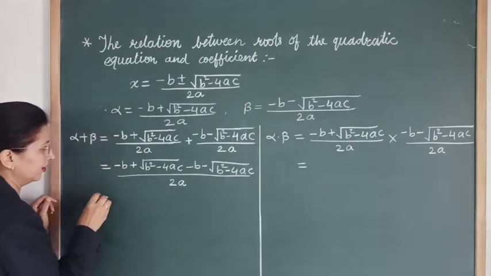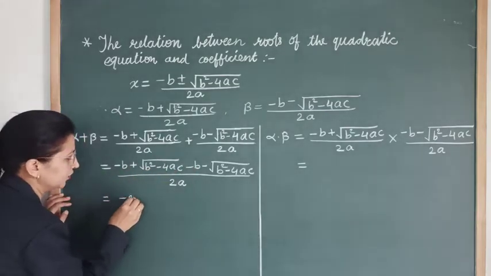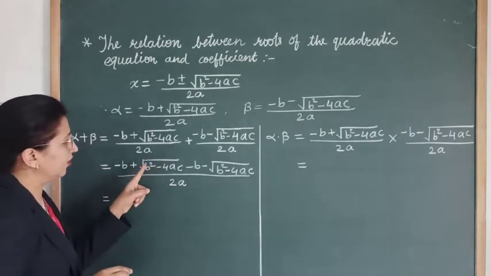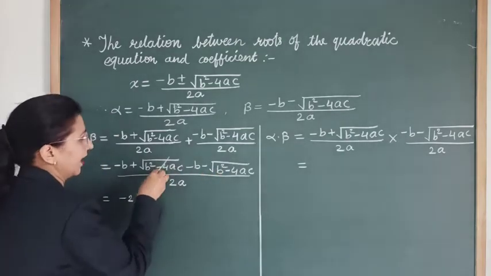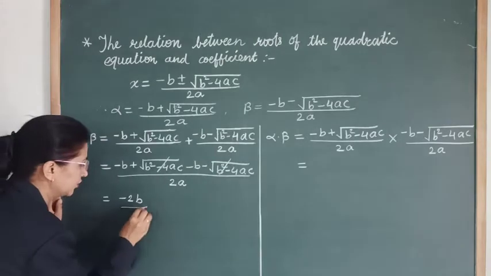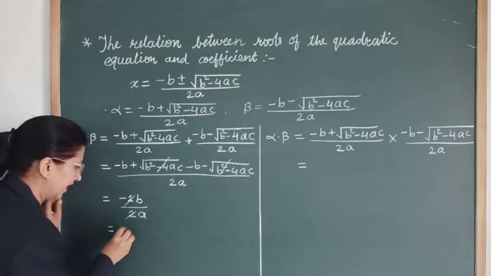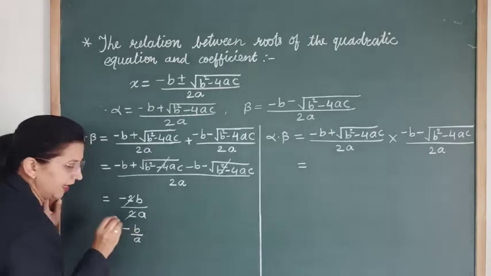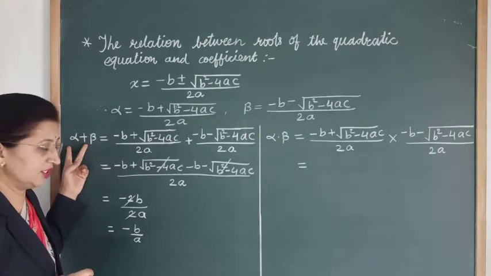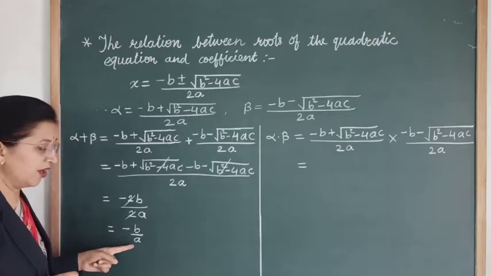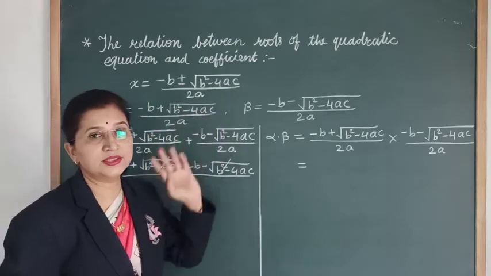Now here negative b and negative b are the same sign addition, so that is 2 negative b. Under root b square minus 4ac, one is positive and the other is negative, so they get cancelled, upon 2a. Here 2 will get cancelled, so we get negative b upon a. It means that when we add the two roots of the quadratic equation, it is nothing but negative b upon a.